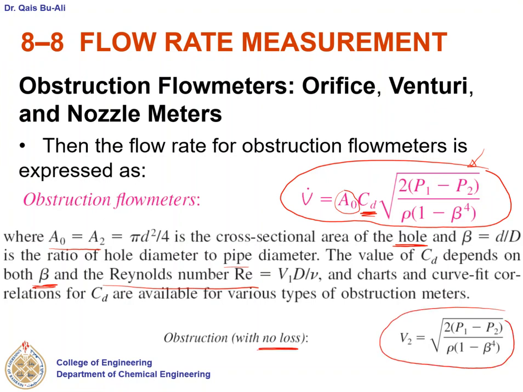Again, this one with no losses is V2 max. Okay, V2 max. If I want V2, then I have to insert CD here. If I want V dot, then I again have to insert here A2, or A sub 0.